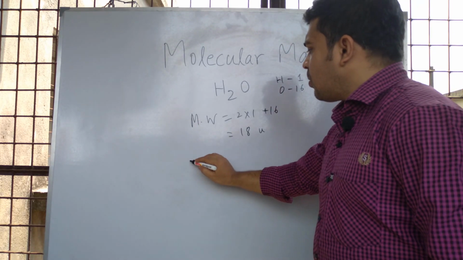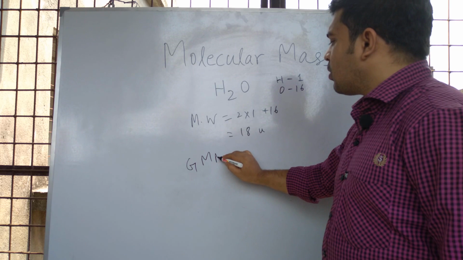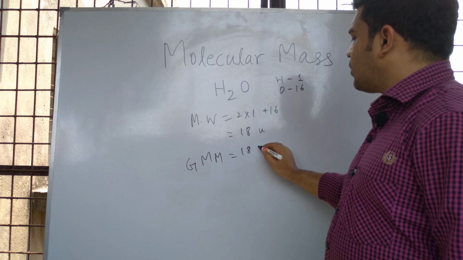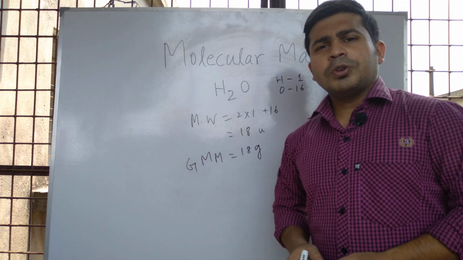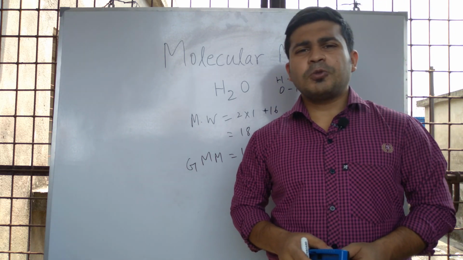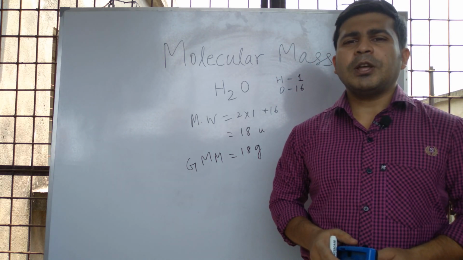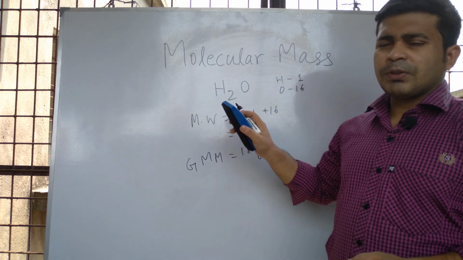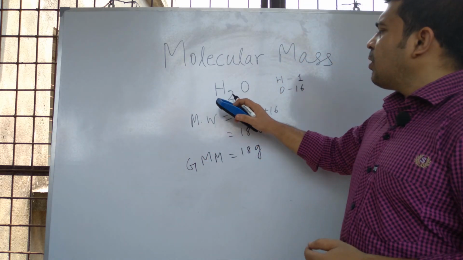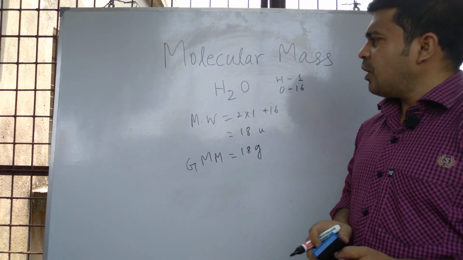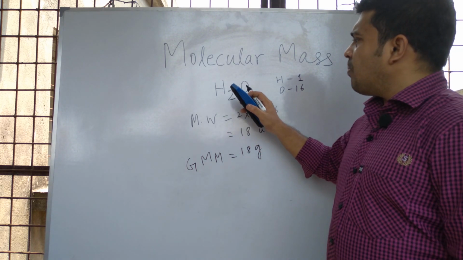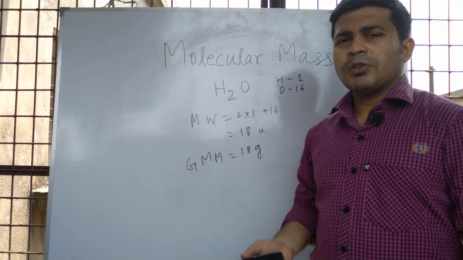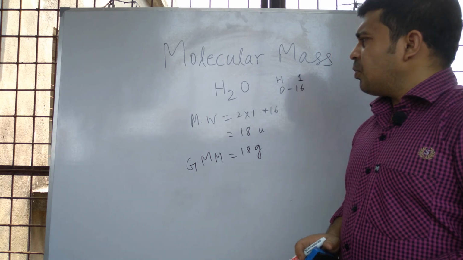And if we talk about the GMM, the gram molecular mass of water, that time we write it as 18 gram. So I think you understand this topic. For calculation of molecular weight of a substance, we have to sum all the atomic masses that are present in the molecule for which we have to calculate the molecular mass. So for calculation of the molecular mass of water, we do this simple calculation.